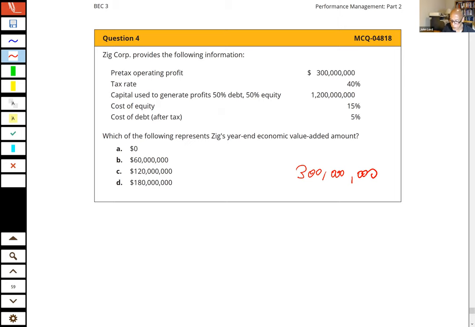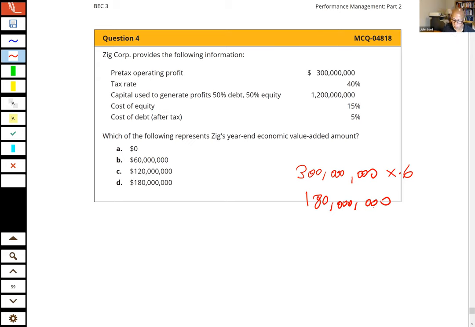And if the tax rate is 40%, if I'm doing economic value added, I've got to come up with that NOPAT, right, after the taxes. So I pick up that operating profit and multiply it times 0.6. That gives me a NOPAT here of 180 million. And again, my big problem is making sure I'm keeping all the zeros there, okay?